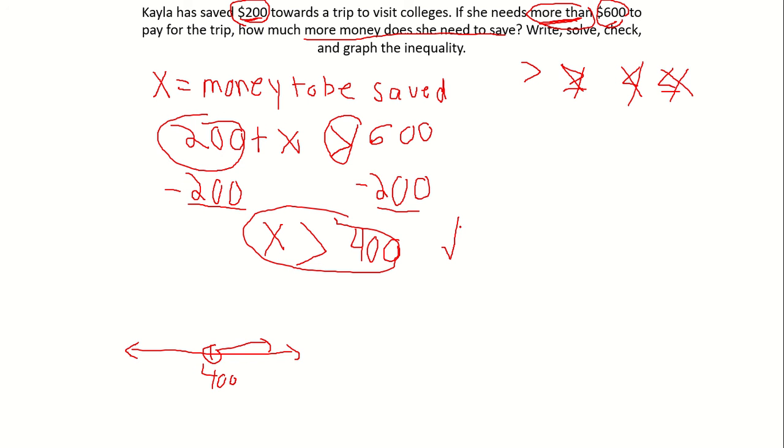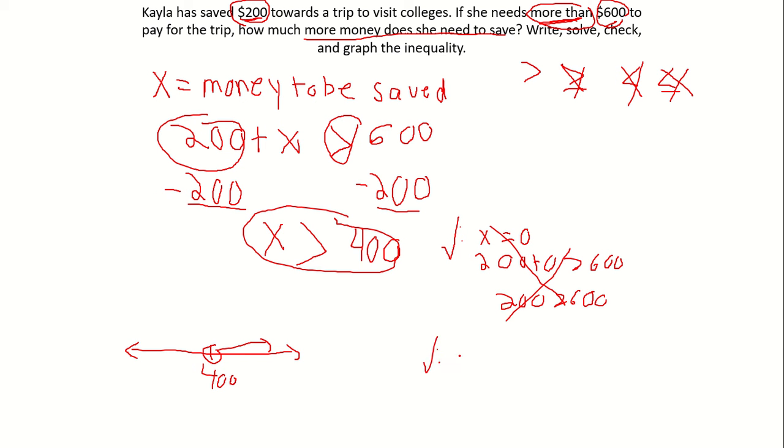To check this problem, I'm going to use one true number and one false number. So a number outside of our solution set will make this inequality incorrect. We're going to set x equal to $0. So we're going to get 200 plus 0 is greater than 600, which just simply gives us 200 is greater than 600, which is just incorrect. So x equals 0 cannot be a solution to our inequality.